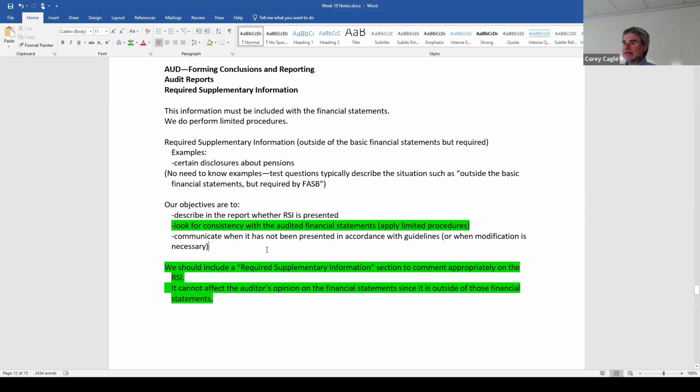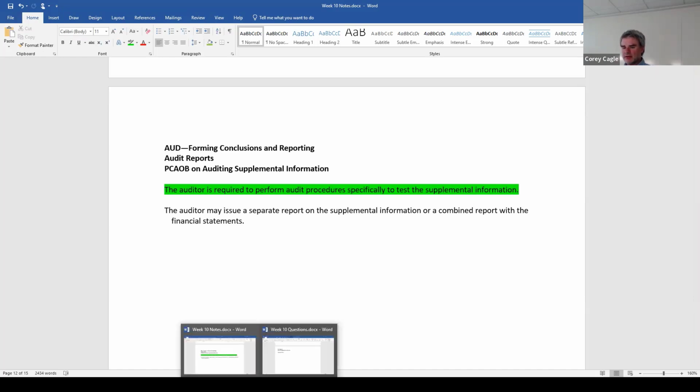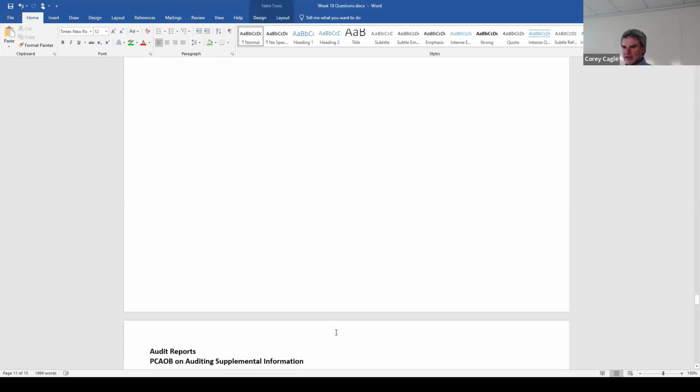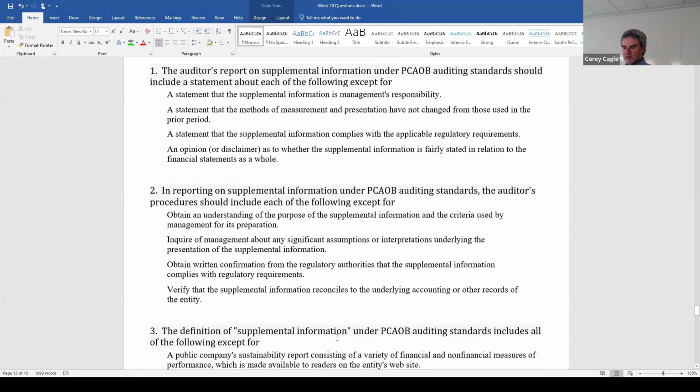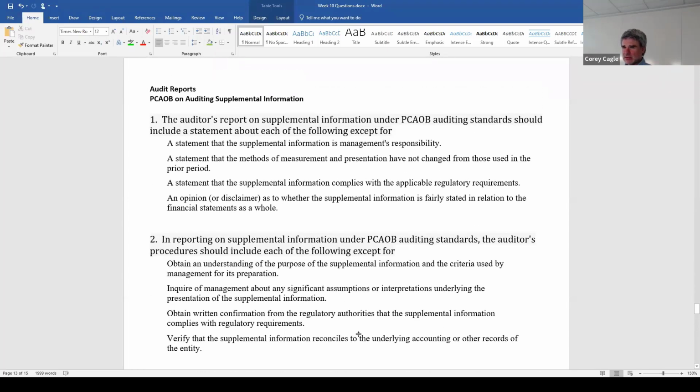PCAOB, a little different. We are required to do specific audit procedures to test that supplemental information. That's about all. So we can add that little tidbit there. And they gave us 3 questions here, all worth going over, I think, since we didn't get any from the other section about required supplementary information.